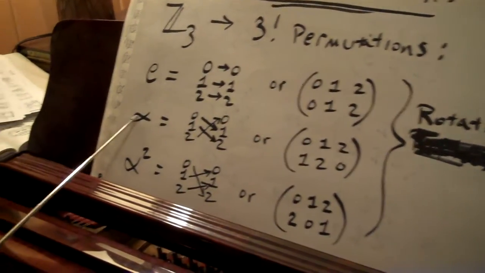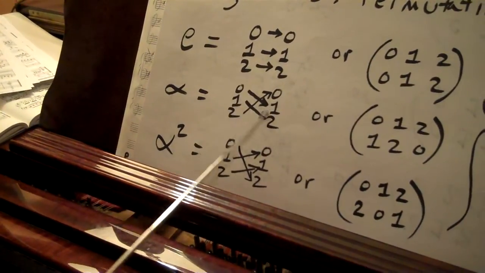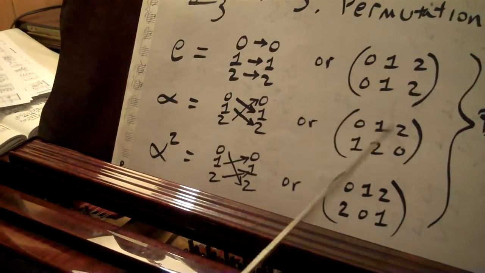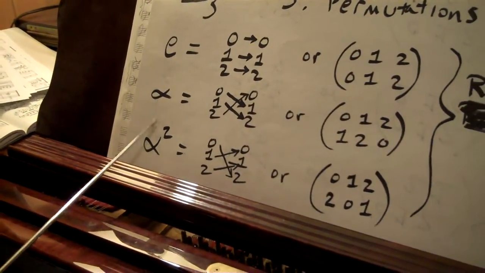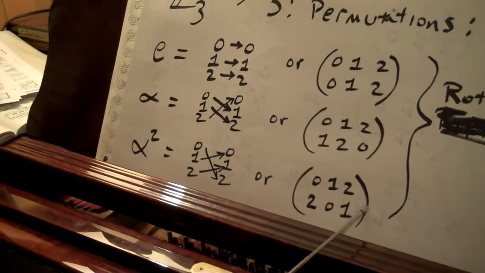Now alpha, operation alpha, represents 0 going to 1, 1 going to 2, and 2 going to 0. Or in Cauchy notation it looks like this: 0, 1, 2 over 1, 2, 0. And then alpha squared, we see the following permutation.